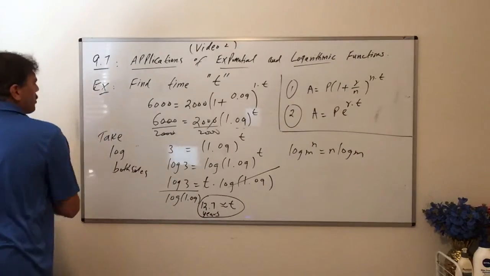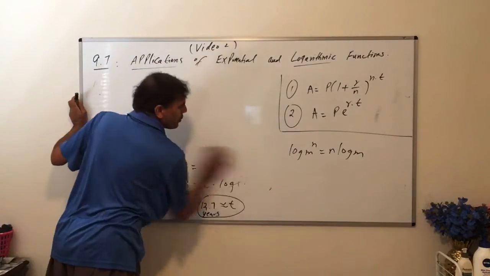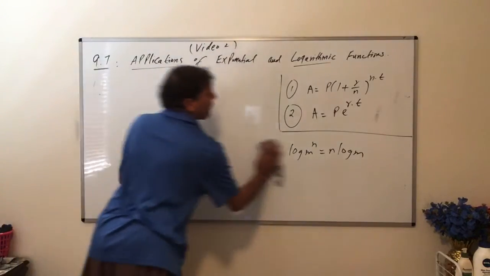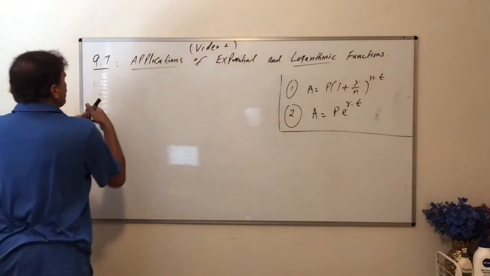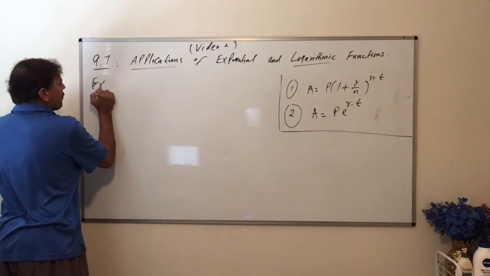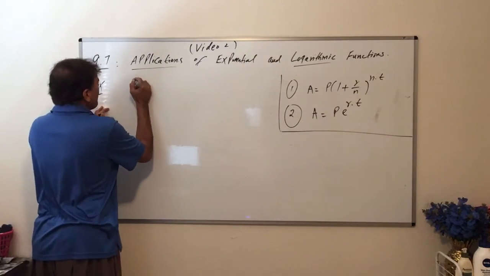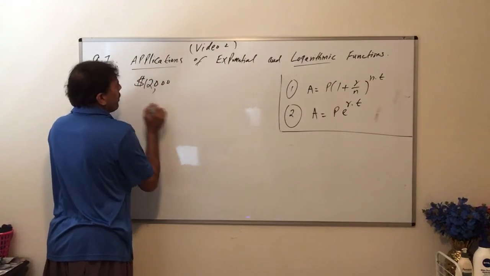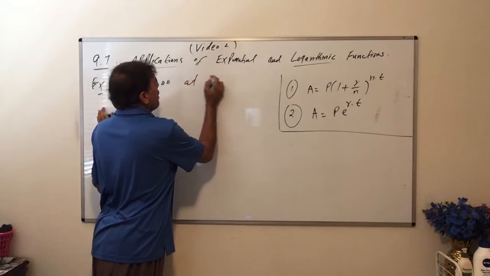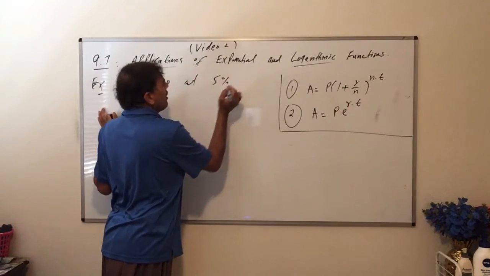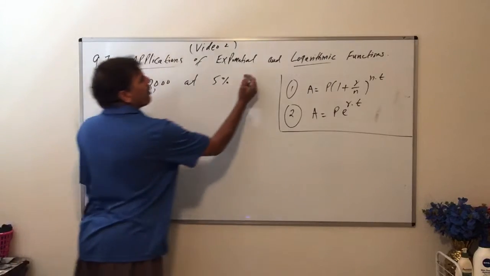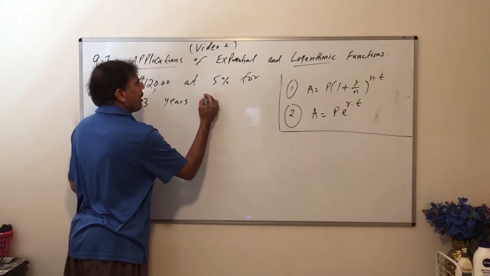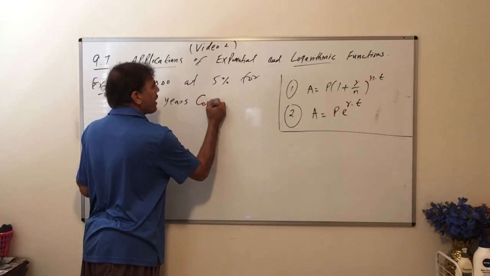Okay, so let me show you a couple of problems where we use the second formula. Here is an example. Let's say we have $12,000 invested at 5% for 3 years, compounding continuously.